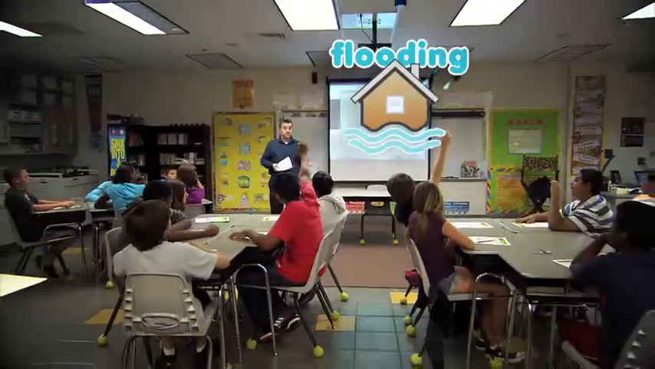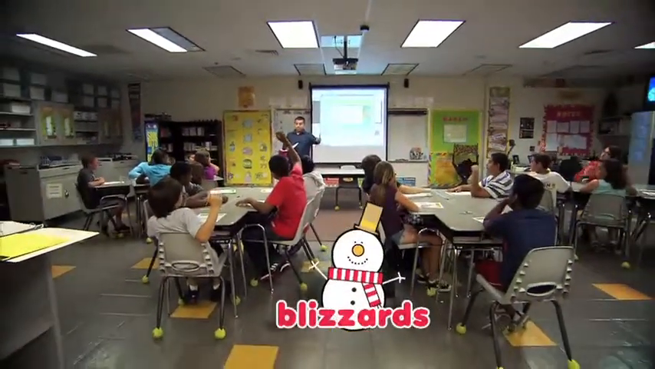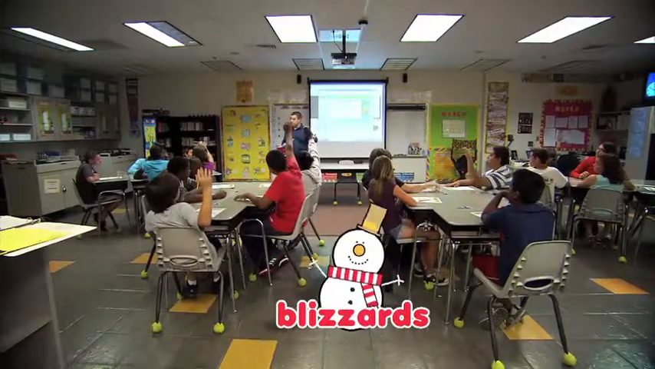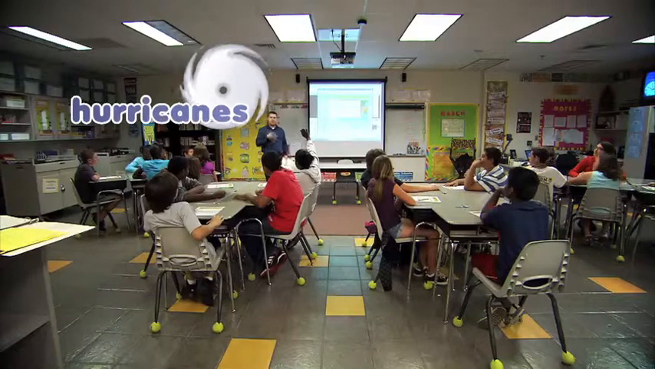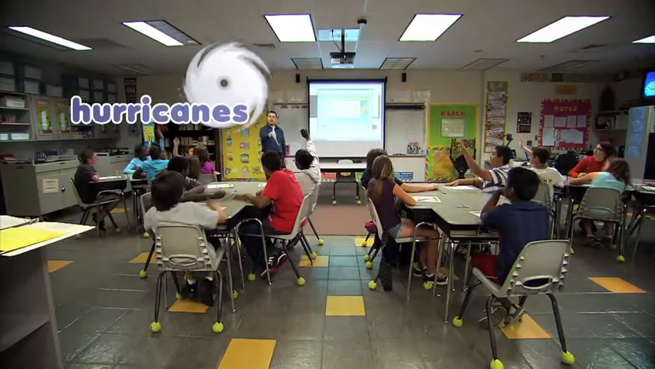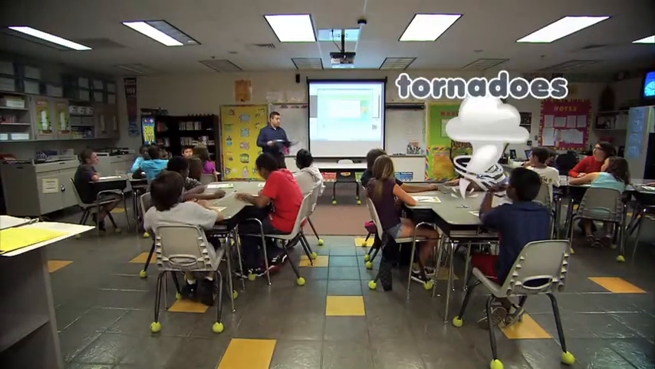Flooding would be an example. Excellent. Blizzards would be another one. So flooding, blizzards, two great ones. Hurricanes, right? We're pretty familiar with hurricanes. One other big one that I think we talked about earlier. Tornadoes, right? So we're on track.